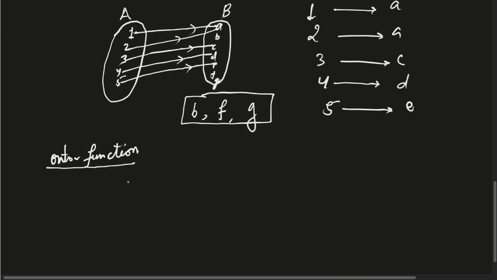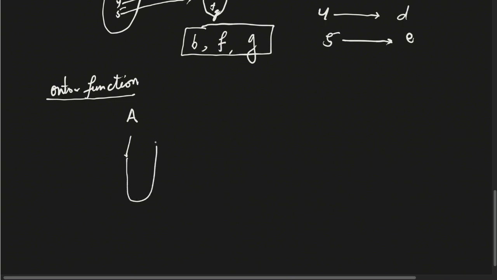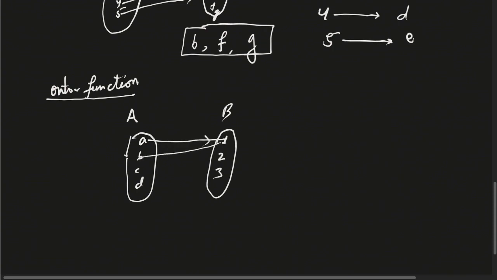Onto function is such that, let us draw sets A and set B. Let us call it A, B, C, D, and here let us call 1, 2, 3. So let us start mapping. A has been mapped with 1, B has also been mapped with 1, C has been mapped with 2, D has been mapped with 3.